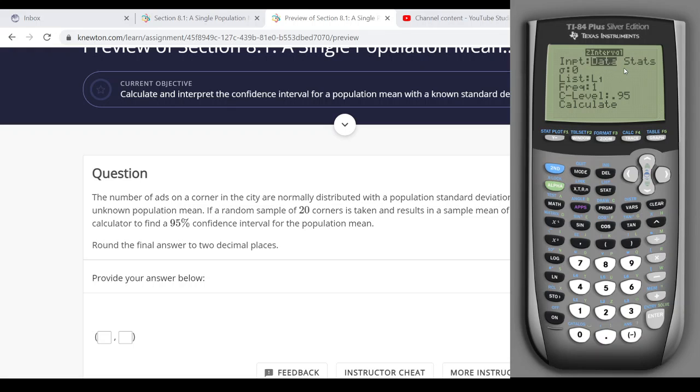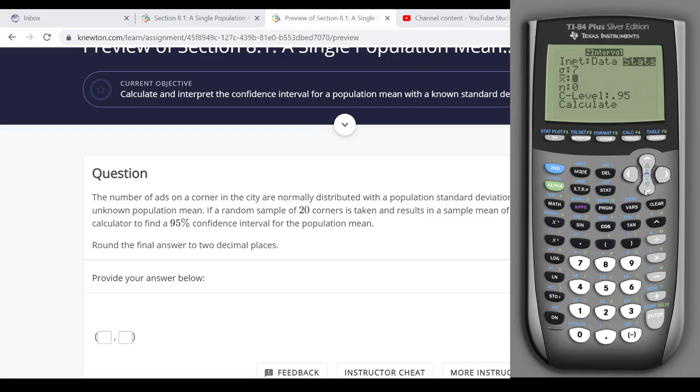Then it's going to ask you, do you have a list of data, or do you just have statistics? I do not have a list of data here, right? Look at the problem. I'm not given a list of data, right? So you don't have to enter a list of data. Now, if you did, you can just go here and enter what list you entered the data in, list 1, list 2, list 3. But I'm just given statistics, so I go over to stats, hit enter there, and then fill in the proper information. What's sigma? That was the 7, right? They said population standard deviation of 7 ads.